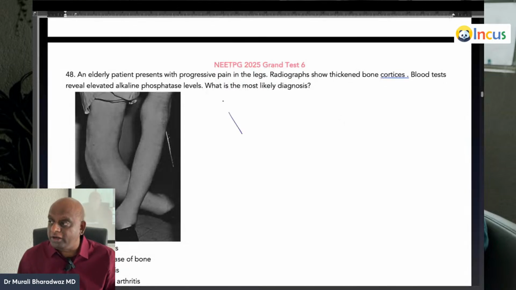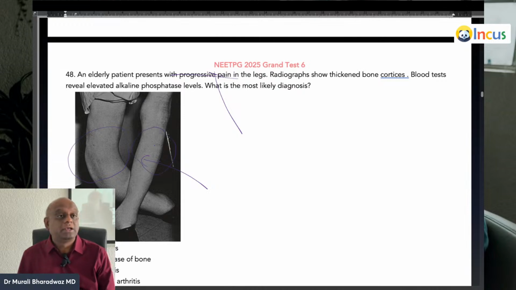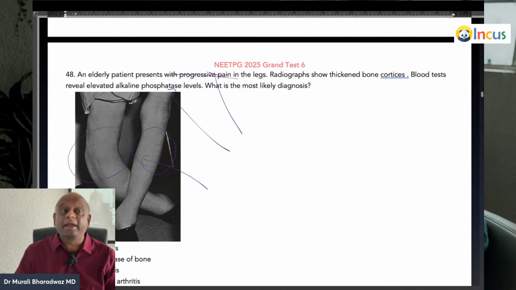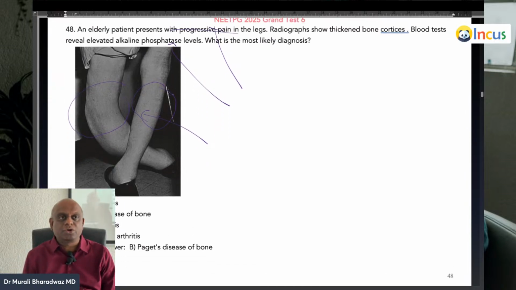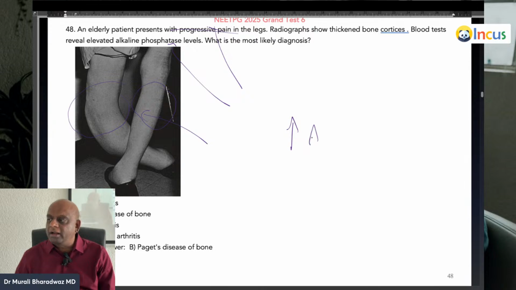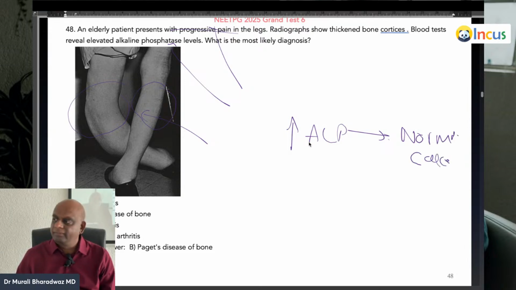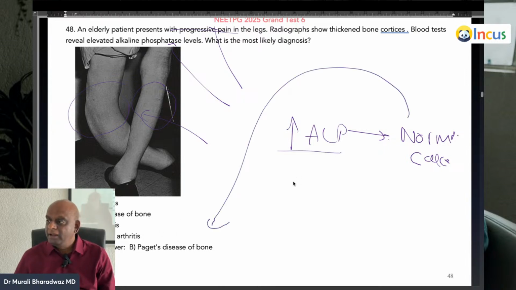Now, elderly patient presents with progressive pain in the legs. Radiographs show thickened bone cortices. The blood test reveals elevated alkaline phosphatase, very classical, which is a feature of Paget's disease. So, 3 points you should know. High alkaline phosphatase with normocalcemia. Calcium is normal. High alkaline phosphatase, Paget's disease.